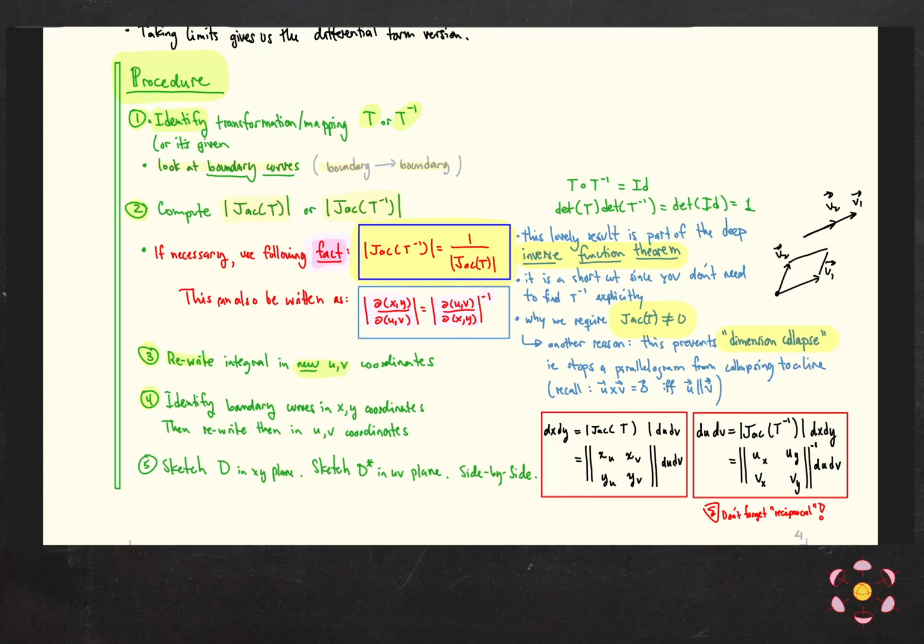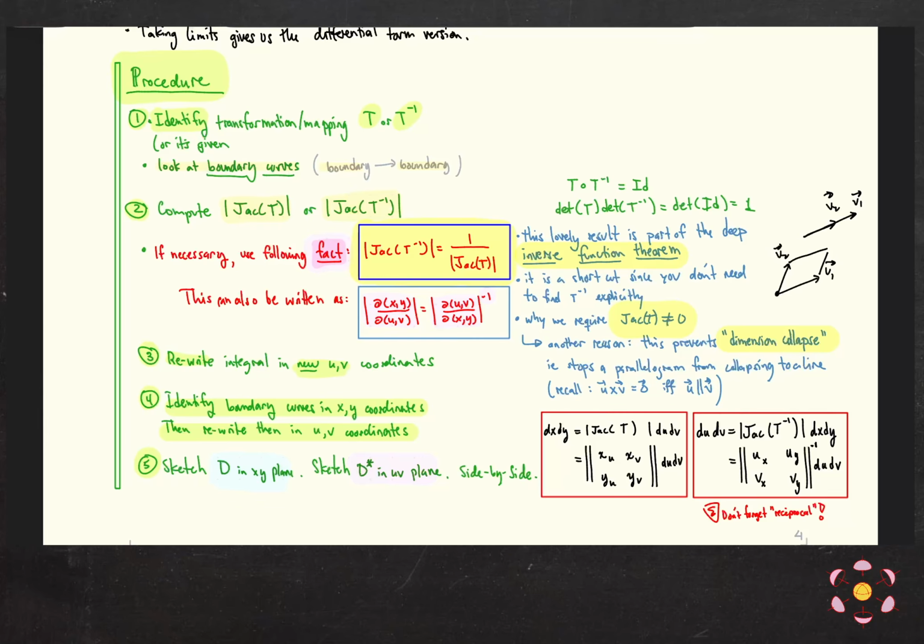Okay, then identify the boundary curves in x and y, and then rewrite them in terms of u and v. And really, there's no specific order to this. You can do this in any order. And again, this is why we either look at T or T inverse. It just depends on the example. There's a lot of flexibility in this method here. Of course, I feel like it's very tough to do these problems without actually sketching D in the xy plane and then sketching D star in the uv plane side by side, just like I showed in the previous videos, okay?